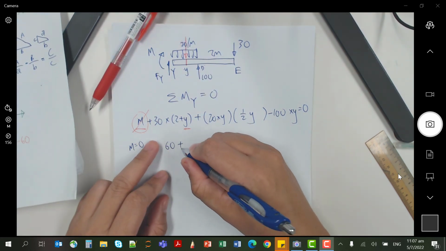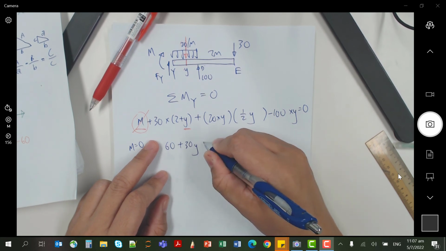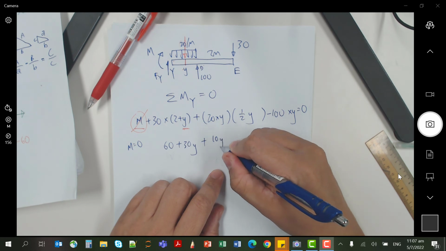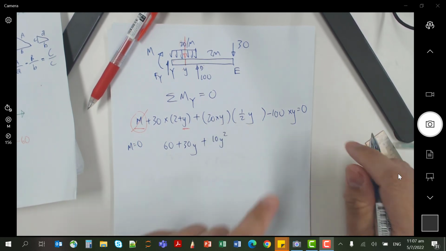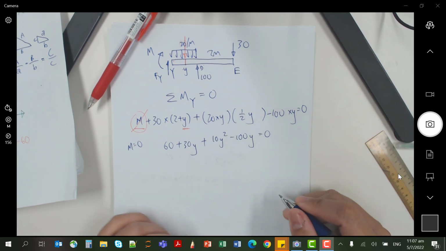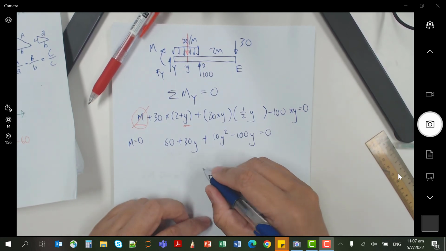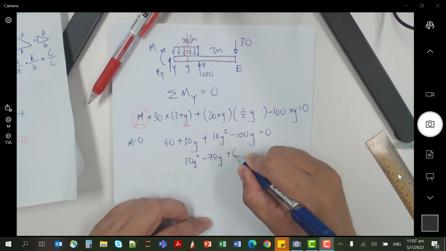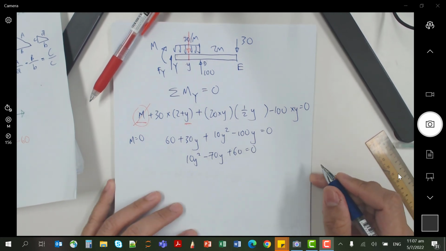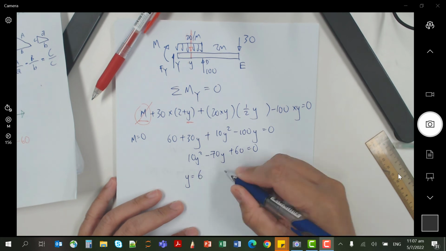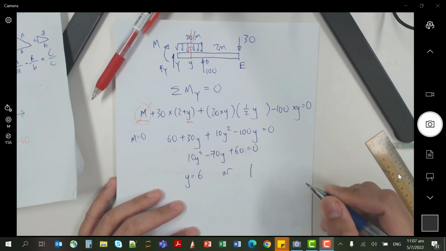60 plus 30y plus this one will give you 10y squared. This one is minus 100y. You're going to end up with a quadratic equation. 10y squared minus 70y plus 60 equals to 0. And you're going to have y is equal to 6 or 1.